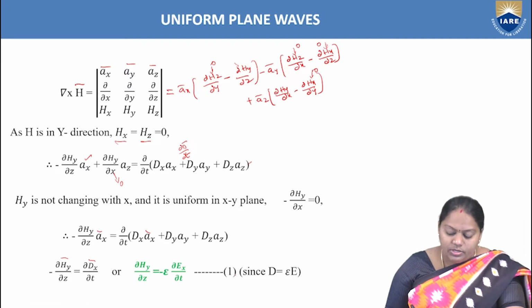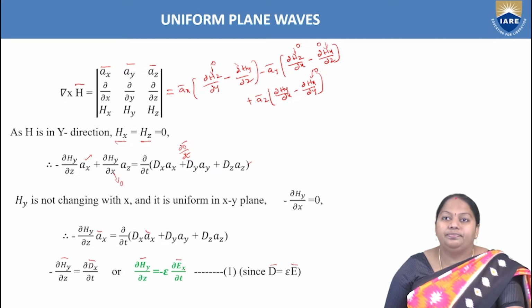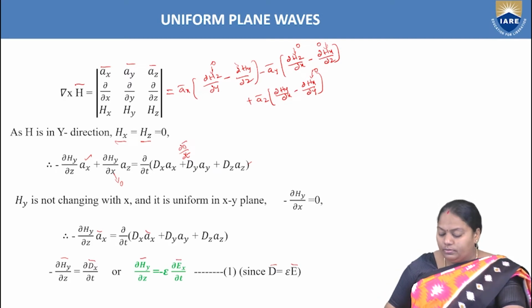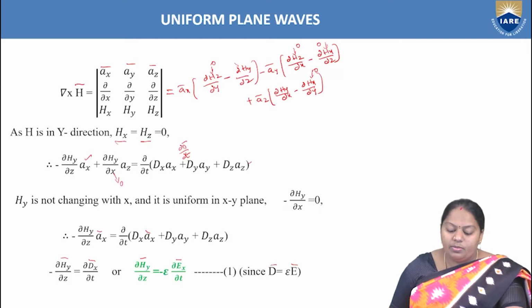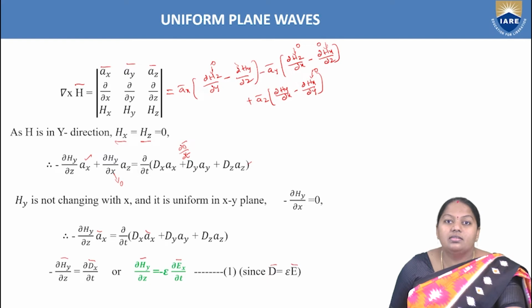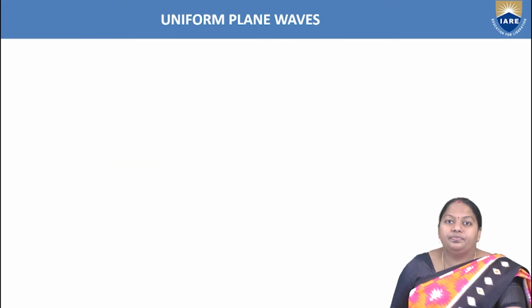If you substitute D by epsilon into E, the equation becomes dou Hy by dou z equals minus epsilon into dou Ex by dou t. Consider this as equation number 1: dou Hy by dou z is equal to minus epsilon into dou Ex by dou t.